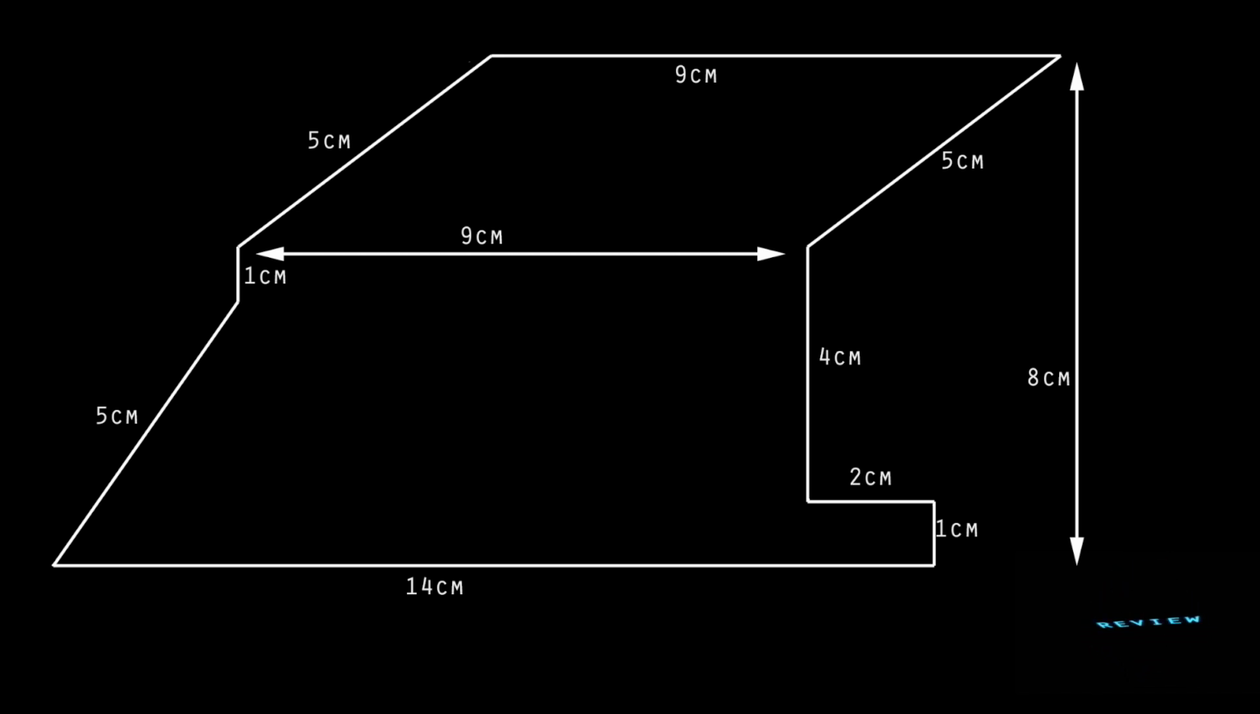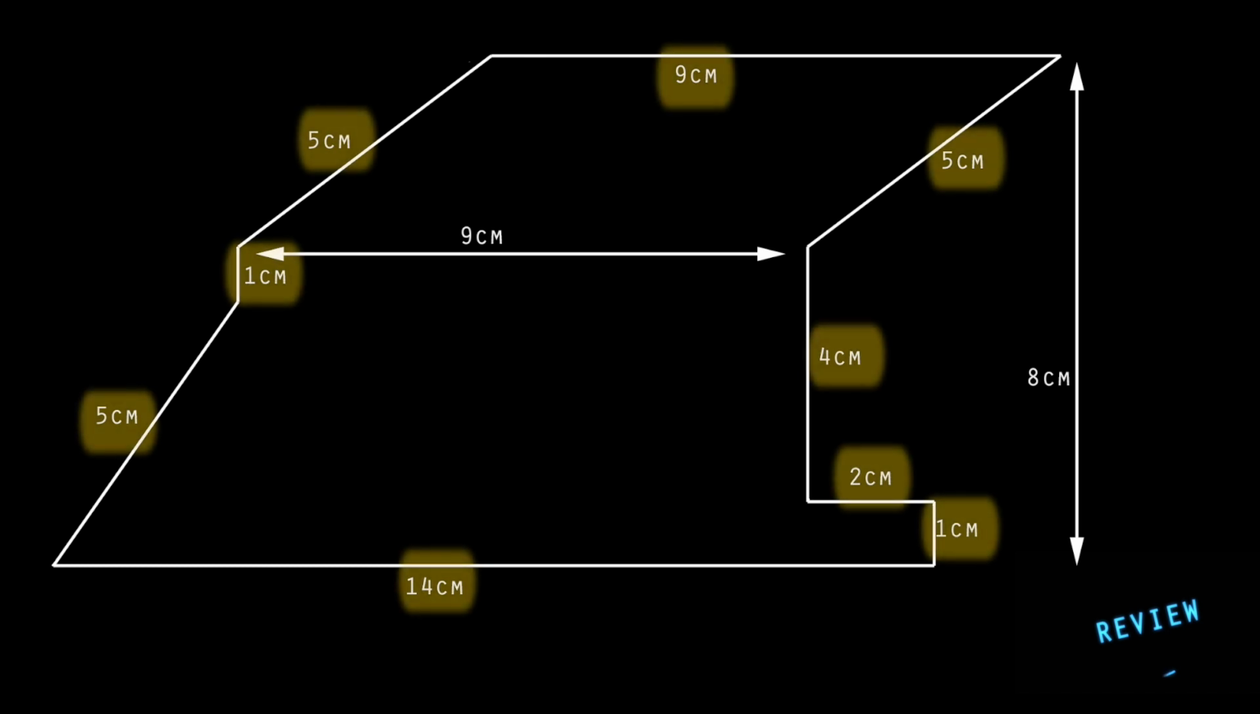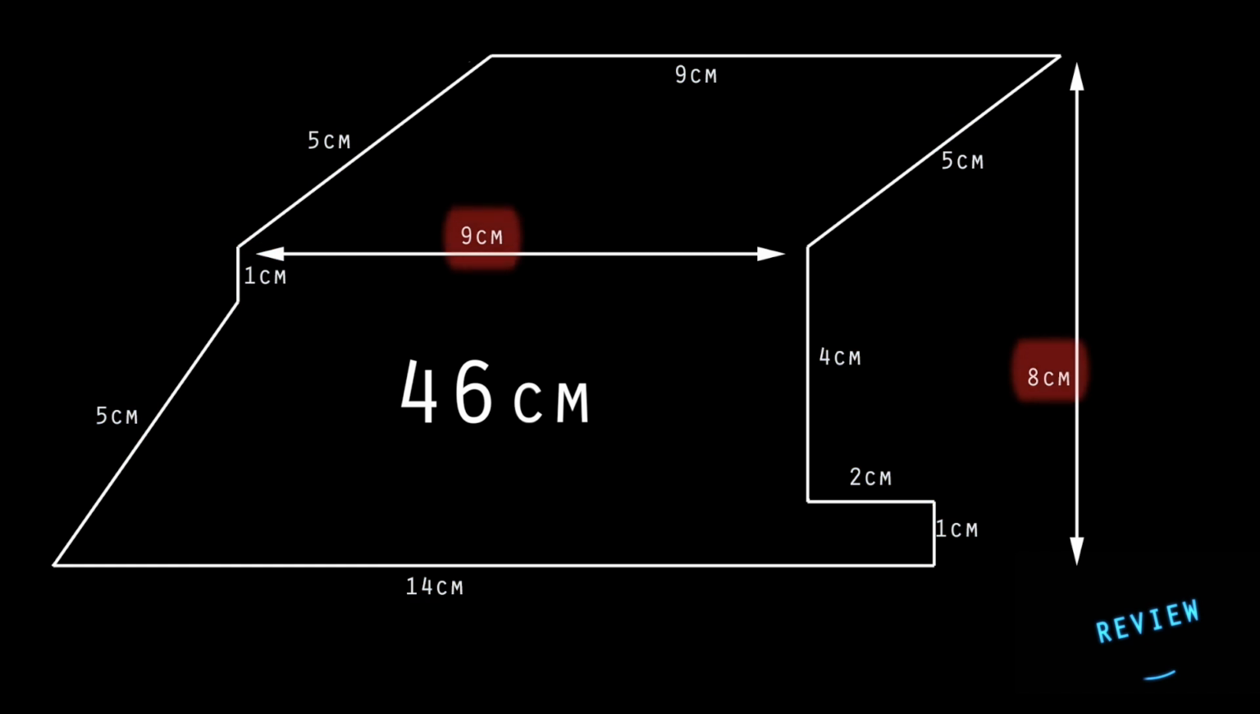Let's start with the perimeter, as that principle is the easiest. We just add up the outside edges and get 46 centimetres. These numbers here aren't needed, they're references, they're not the lengths of any actual edges.